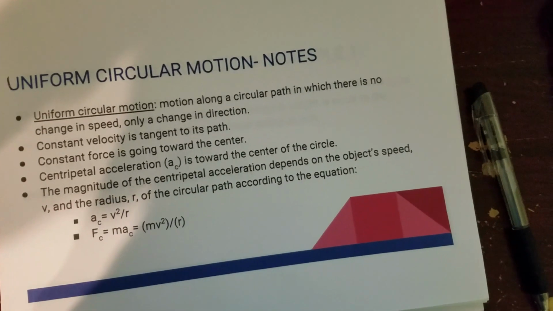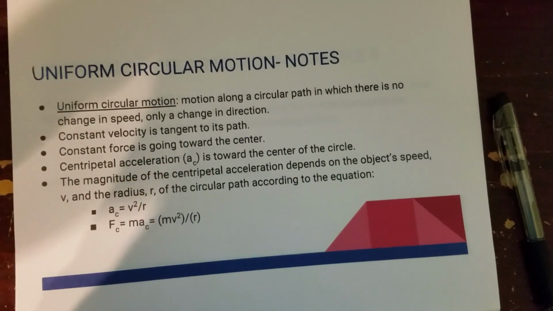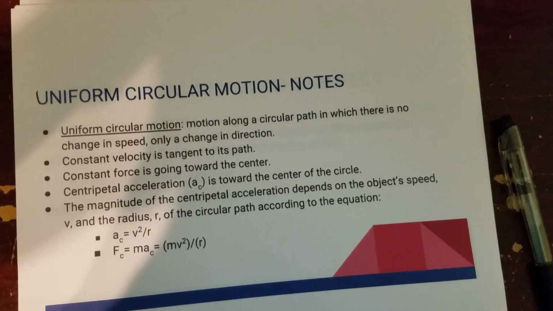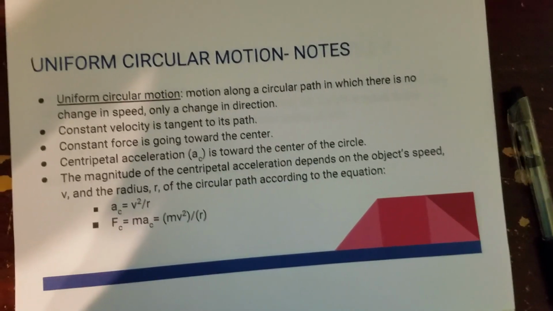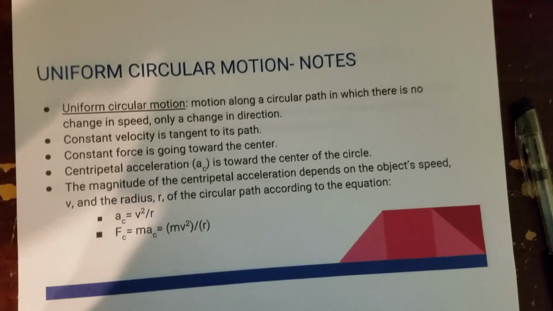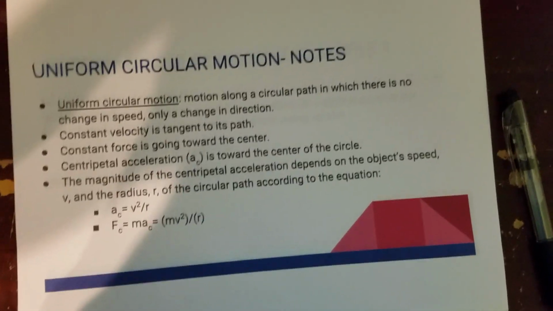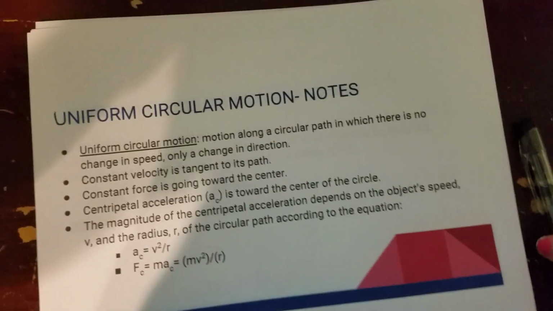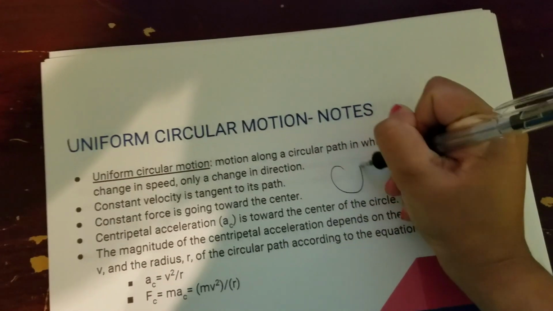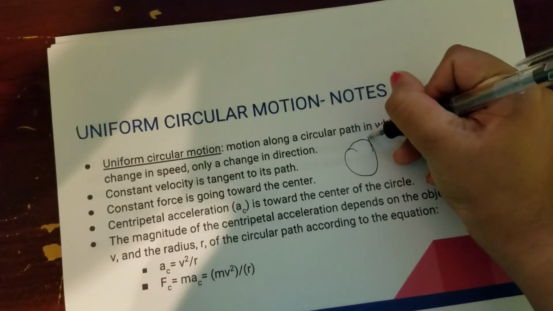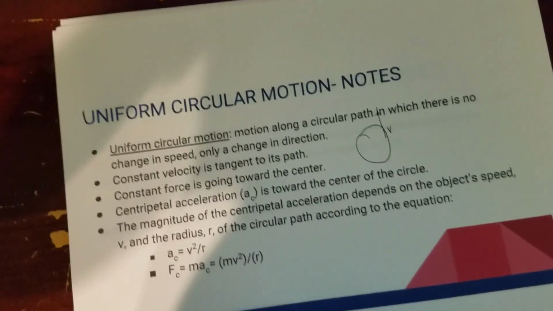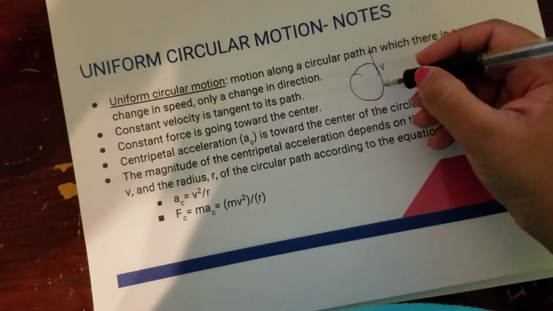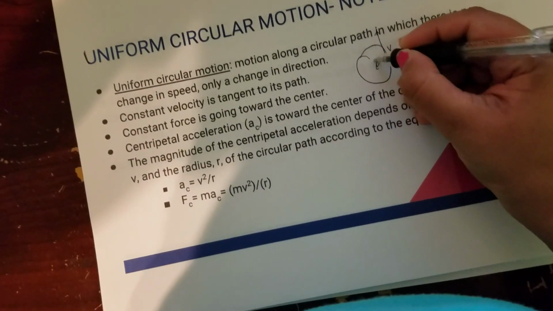One of the first concepts that you need to know is uniform circular motion. That is motion along a circular path in which there is no change in speed, but only a change in direction. What you need to remember is that constant velocity is tangent to its path. So we have a circle here, and the velocity will be tangent to its path. And constant force is going toward the center of the circle.